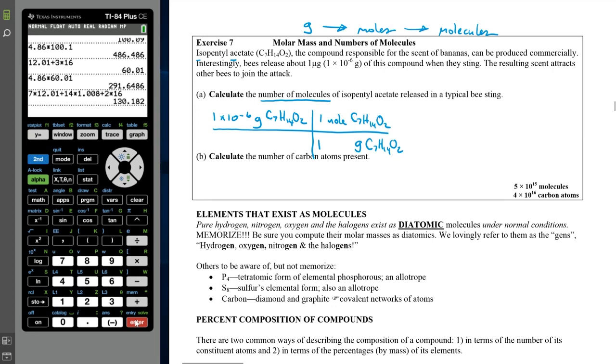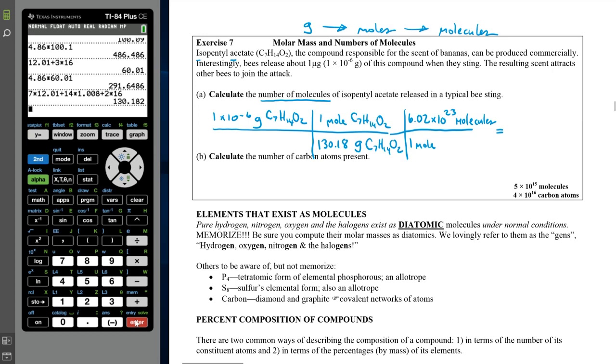I'm going to go ahead with that right there. Now that doesn't get me to molecules, so I'm going to need to add a second step on the end of this work. In that part, we're going to say that 1 mole of our compound is 6.02 times 10 to the 23rd. Remember, that's Avogadro's number. That's on your formulas page. Molecules of our isopentyl acetate.